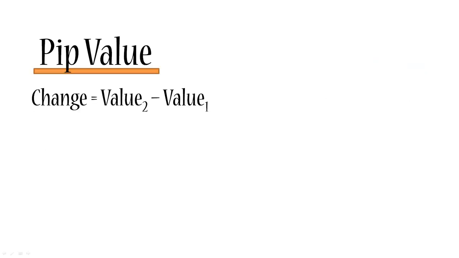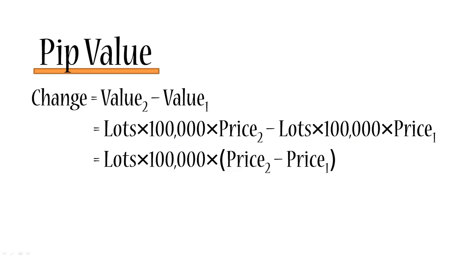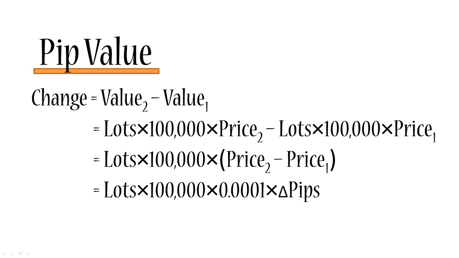So to start off with, we calculate the change, which is value 2 minus value 1. Value 2 is lots times 100,000 units of base currency times price 2. Value 1 is lots times 100,000 units of base currency times price 1. We can bring in the brackets and leave price 2 minus price 1 within the brackets and take lots times 100,000 units of base currency outside of the brackets. Next, we can replace price 2 minus price 1 with delta pips.